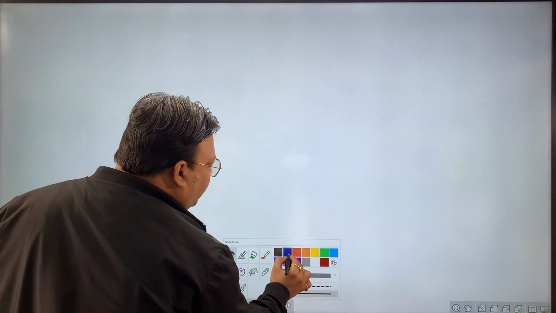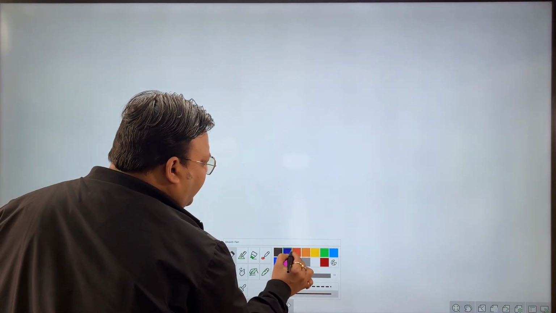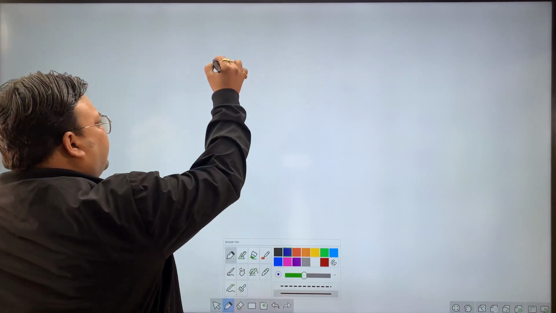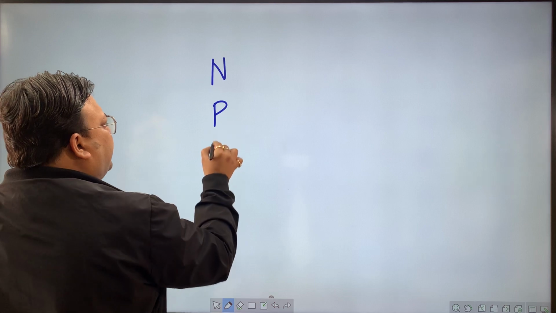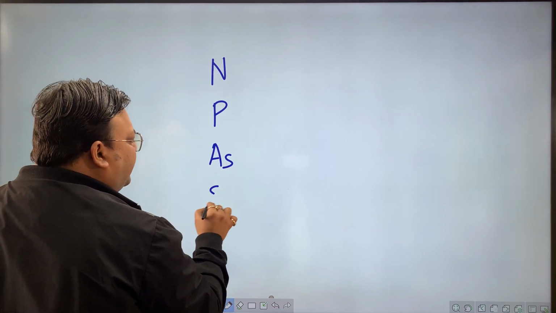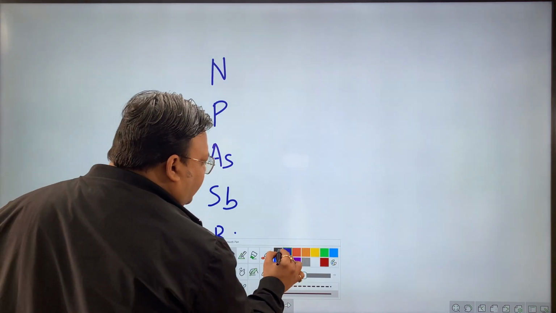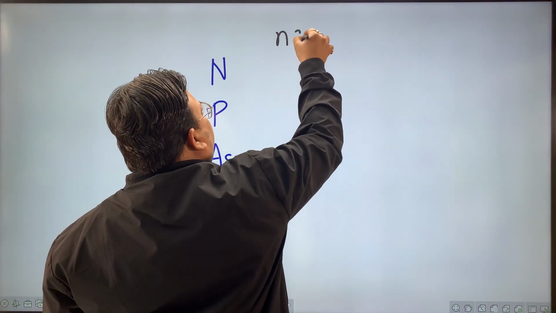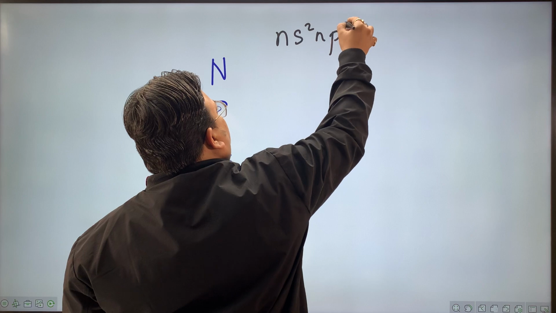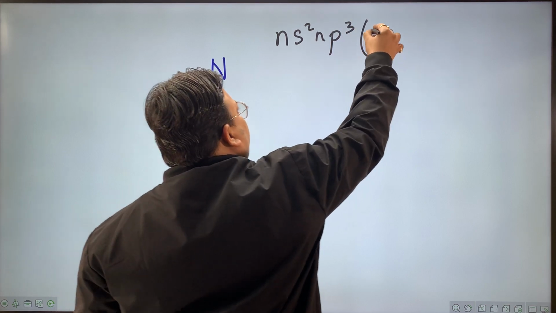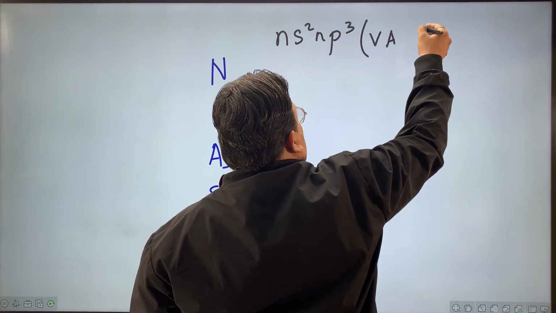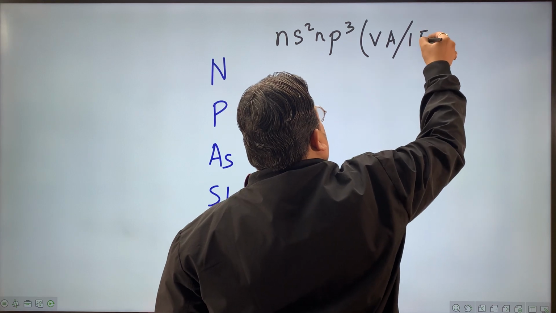The nitrogen family, group 15 or group 5A, with members being nitrogen, phosphorus, arsenic, antimony, bismuth. The general configuration naturally is ns2np3, 5 valence electrons. That's why group 5A in the old periodic table, group 15 in the new periodic table.